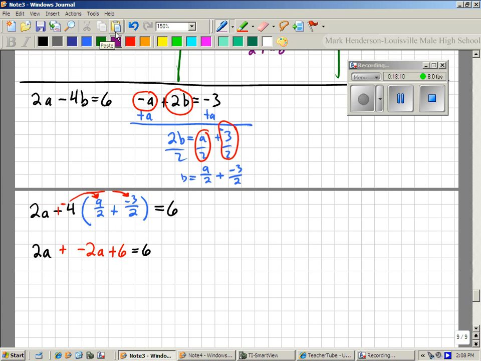What? 1/2 a? Yes, you can. All right, again, we end up with this weird thing, this 0a here, plus 6 equals 6. So now we end up with that 6 equals 6. Is that true? Yeah. How often is that true?